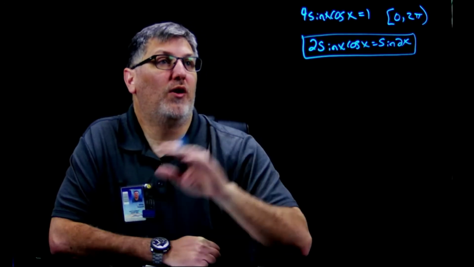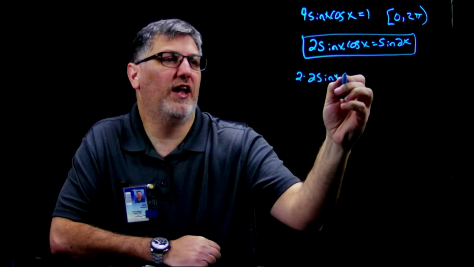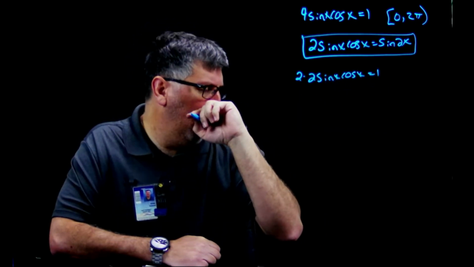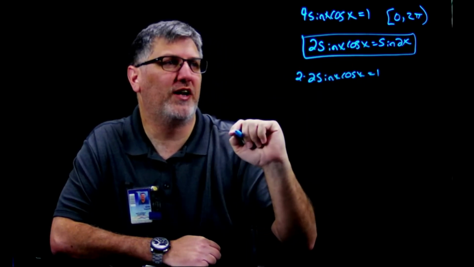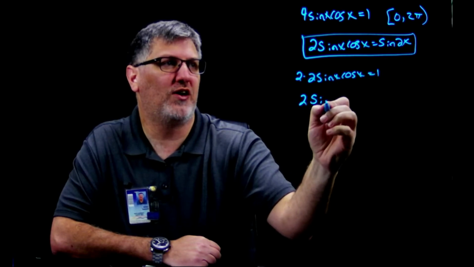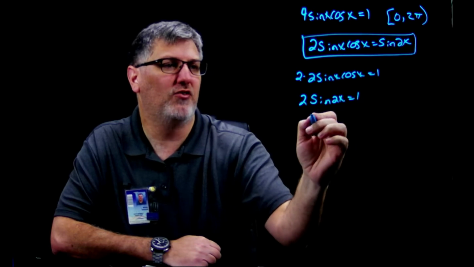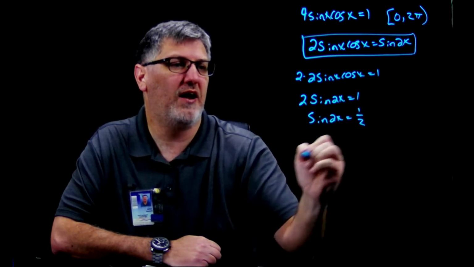I'm going to use this to solve the equation because it's going to make it a lot simpler. So I'm going to break this 4 up as 2 times 2 sine x cosine x equals 1. The reason I do that is so I can get this 2 sine x cosine x and replace it with sine 2x. So I get 2 times sine of 2x equals 1. I'm going to divide by 2, and I get sine of 2x equals 1/2.